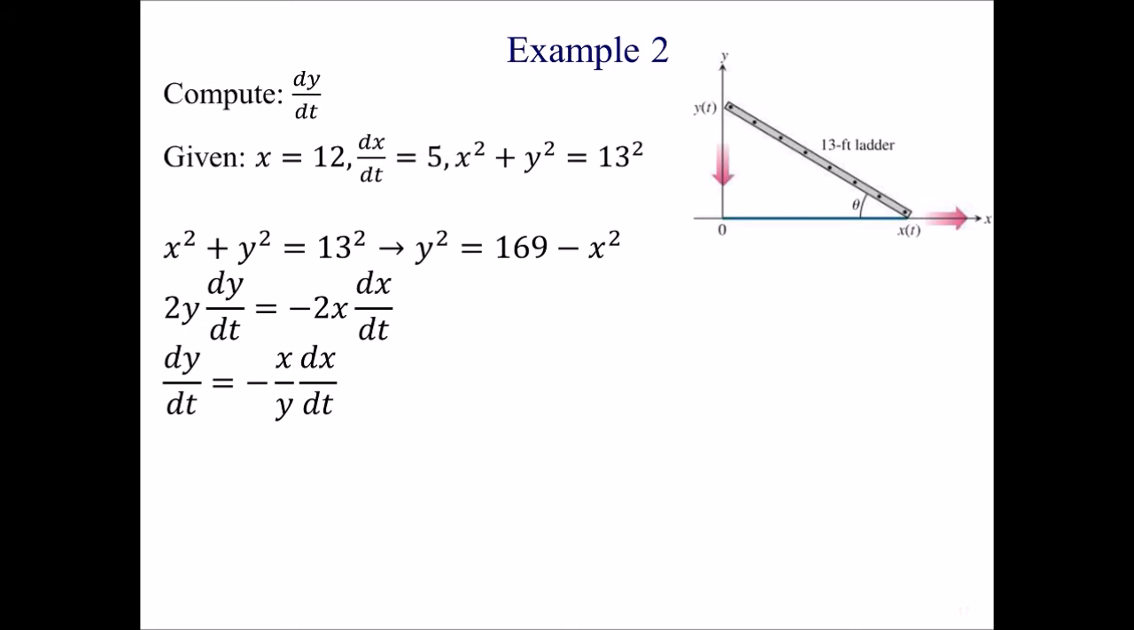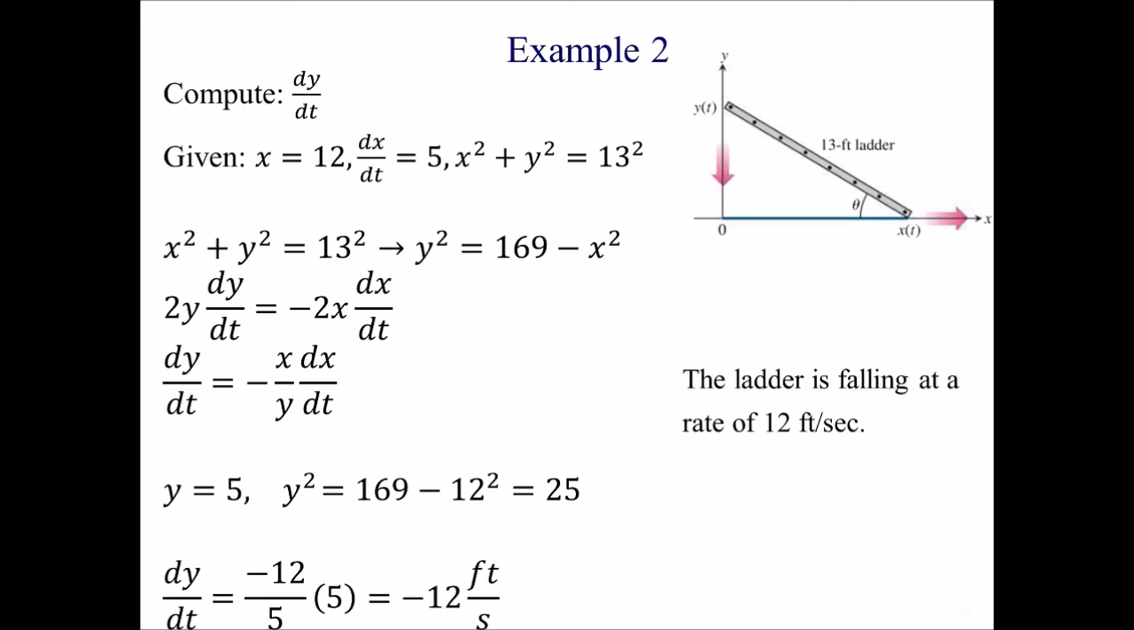At this point, I want to make sure I have all values for all my variables. x is 12, y we don't have, and dx/dt equals 5. So at this point, you want to take a look at any previous equations you have and figure out if you can compute a value for y. y turns out to be 5 using this equation: y squared equals 169 minus x squared. I plug in x equals 12, and 169 minus 12 squared is 25. Taking square roots yields a value of 5 for y.